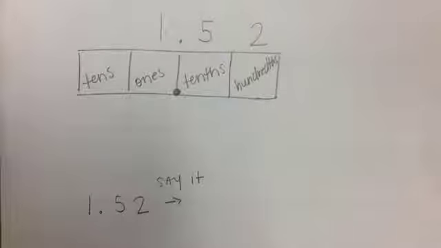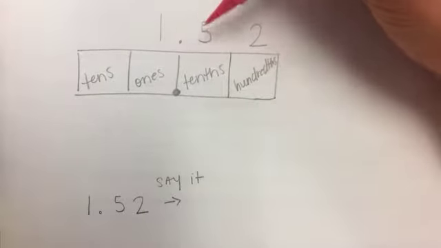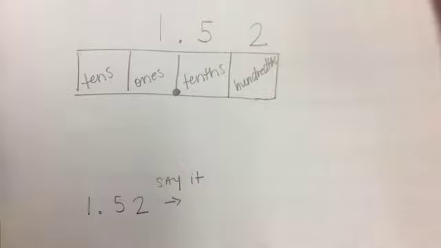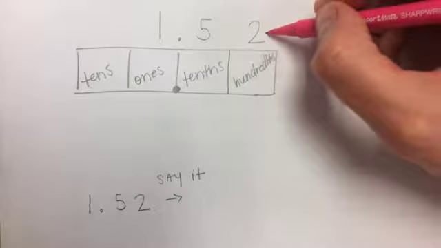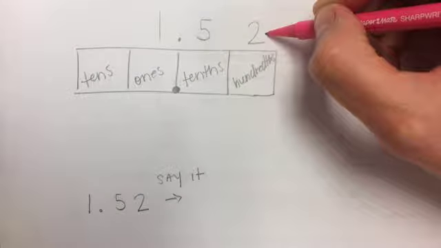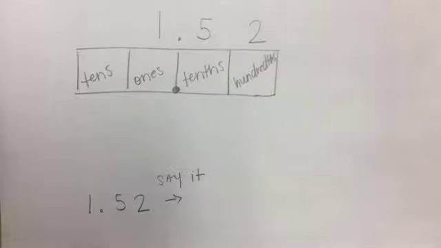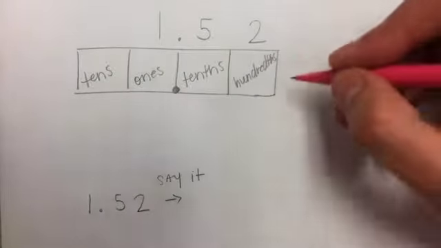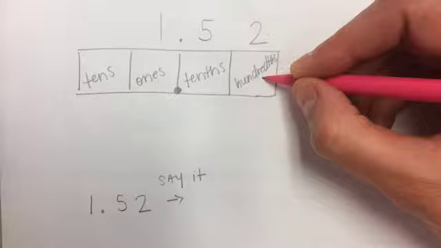So in class today, we talked about how this number right here, 1.52, is just like money. That's what it looks like. And we discussed how this 2 right here, we can think about it like pennies. So this would be represented by 2 pennies. And there are 100 pennies in a dollar. So that represents the hundredths place. The 2 is in the hundredths place.